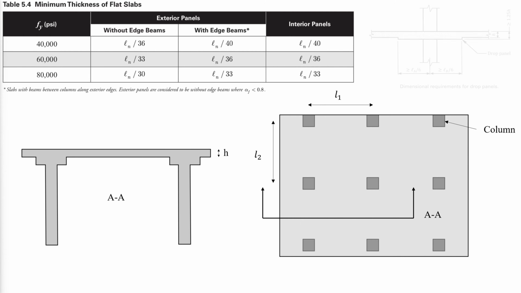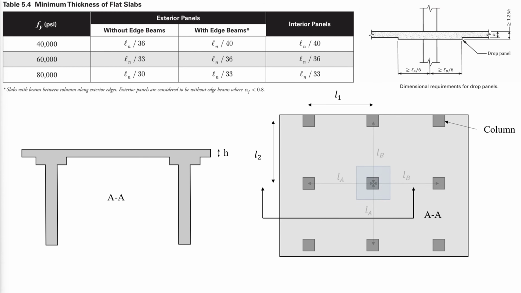The following dimensional requirements for the drop panel should be met in order to use the table. Like for the plates, Ln is the clear distance between the support faces in the long direction. The minimum thickness determined by this table must be greater than or equal to 4 inches.